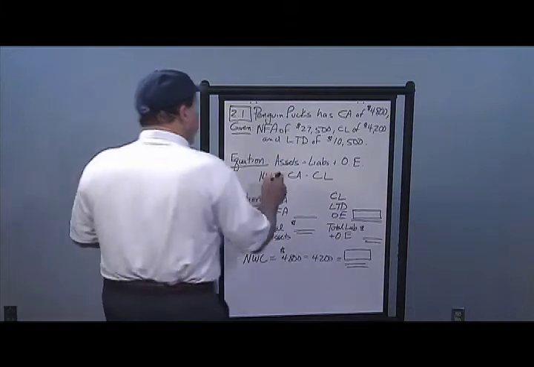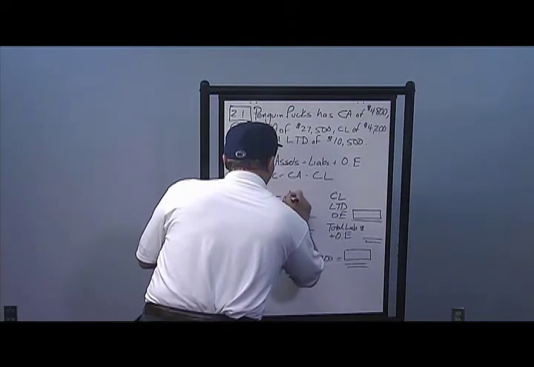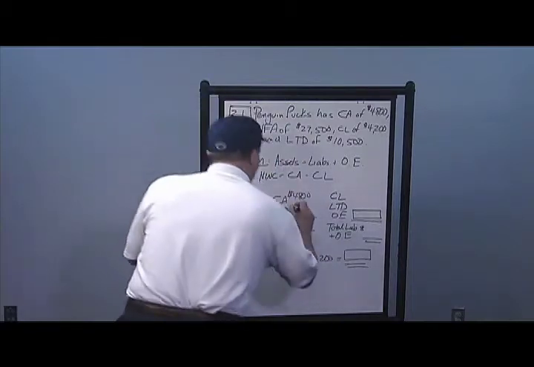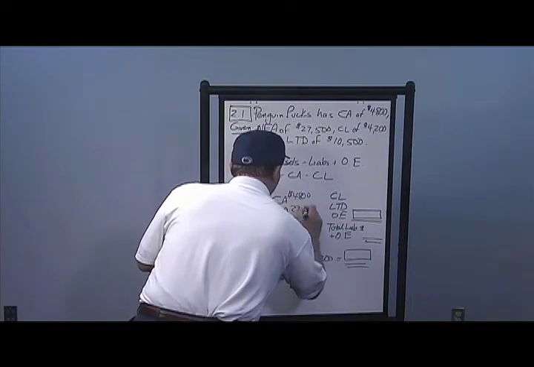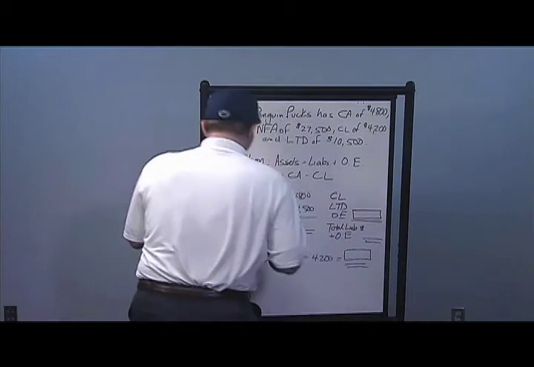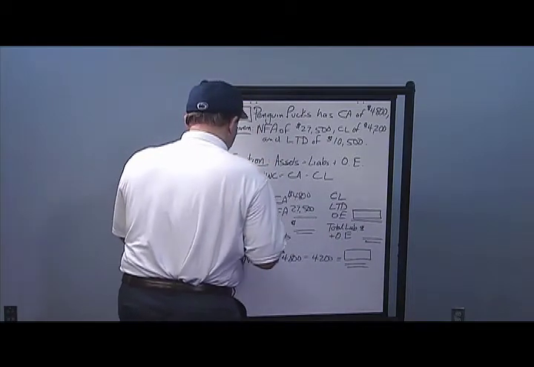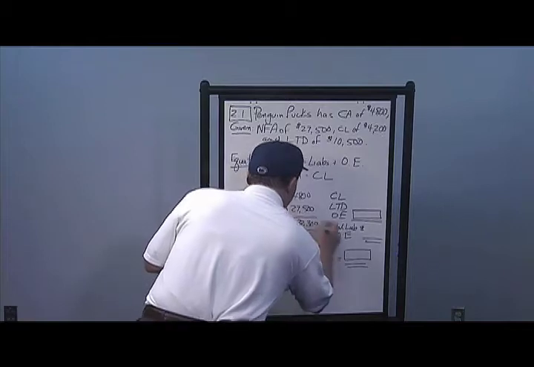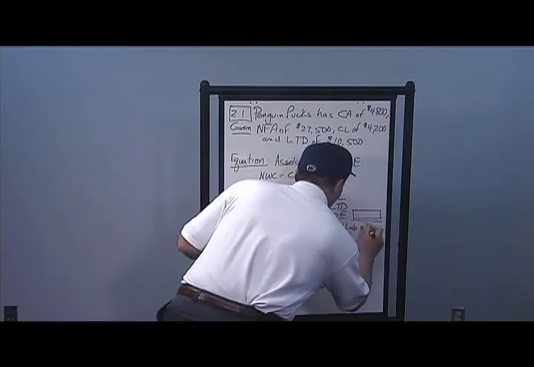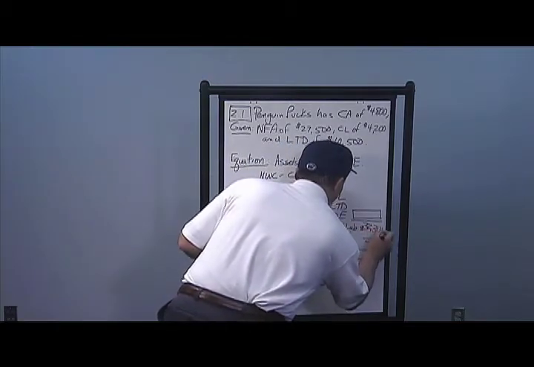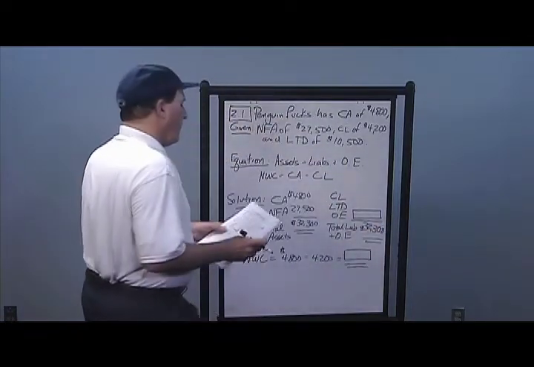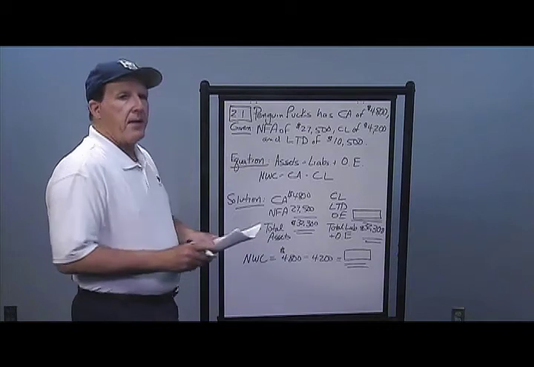So we see from above our current assets are $4,800. Our net fixed assets are $27,500 for a total of $32,300. And we know that our liabilities plus owner's equity have to equal our total assets. It's got to be. So we fill in the $32,300 and we need to balance the balance sheet.